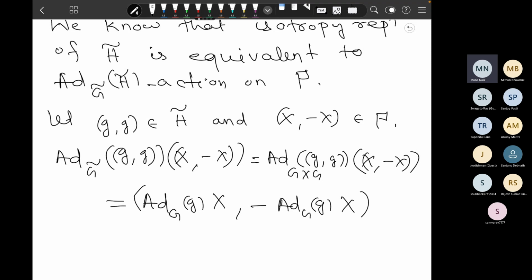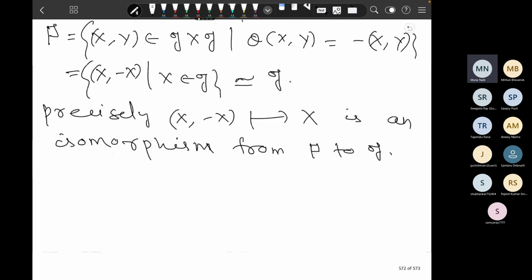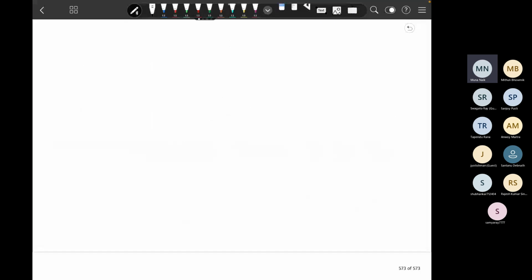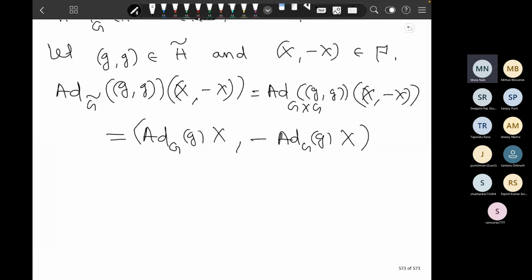So now observe that, okay, what was the isomorphism from p to G? x, minus x goes to x. Okay, remember this isomorphism. Okay, so we know this thing.